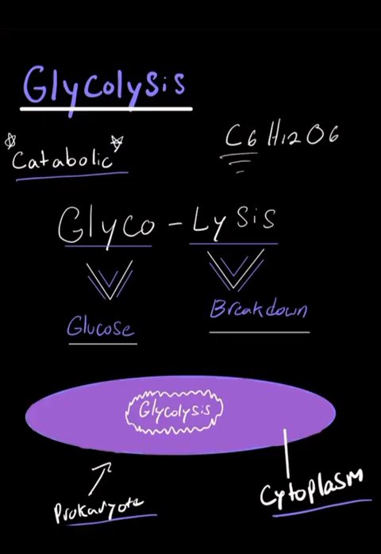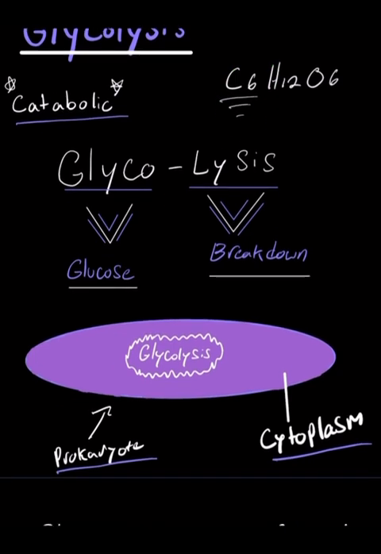All right, let's talk about glycolysis. Glycolysis is the first metabolic process of cellular respiration. It is a catabolic process, meaning that we are breaking something down. That something is glucose. When we're looking at the chemical structure of glucose, it's composed of 6 carbons, 12 hydrogens, and 6 oxygens. The only thing that we really care about is the 6 carbons. So glyco meaning glucose, lysis meaning breakdown. So this is the breakdown of glucose.